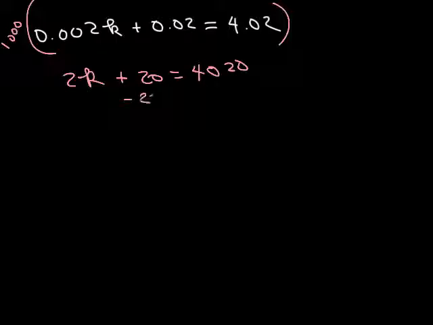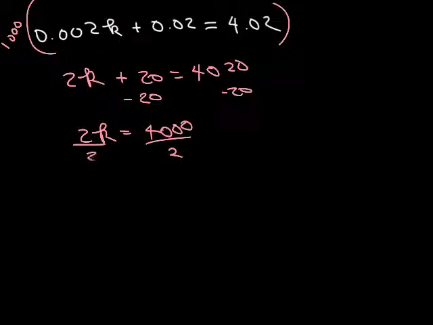Okay, subtract 20, and I get 2k equals 4,000. Divide by 2, and my k equals 2,000. And that's it for lesson 27.